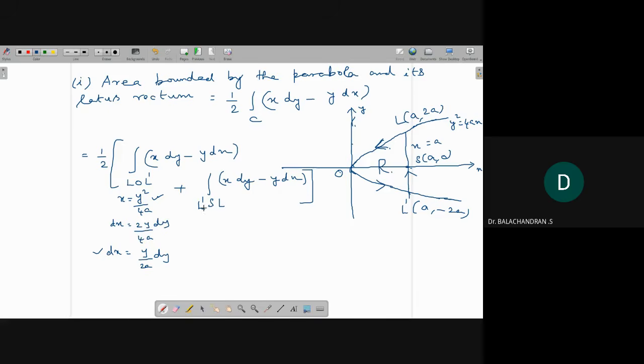So next, L dash S L is the line x is equal to a. So x is equal to a means dx is equal to 0. Now you need to substitute these values in this integral and you should tell in the next page. Parasaran?